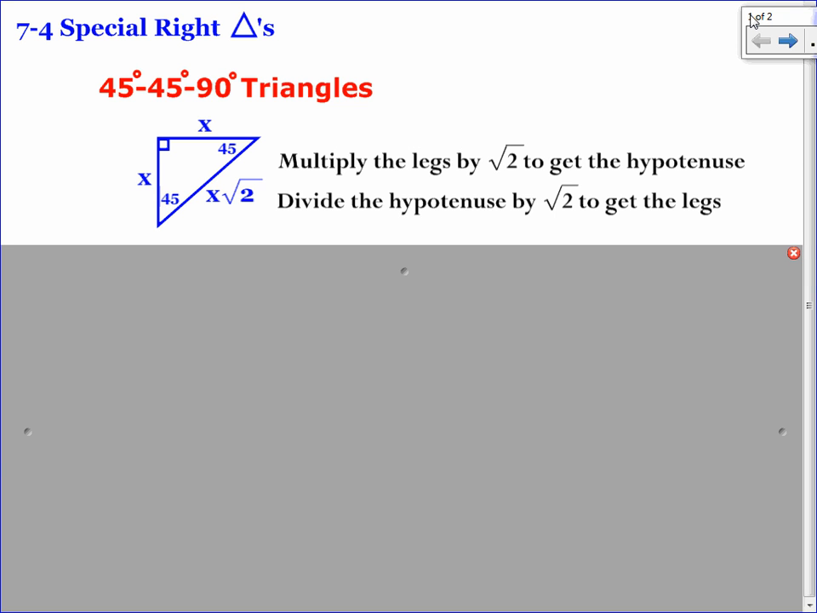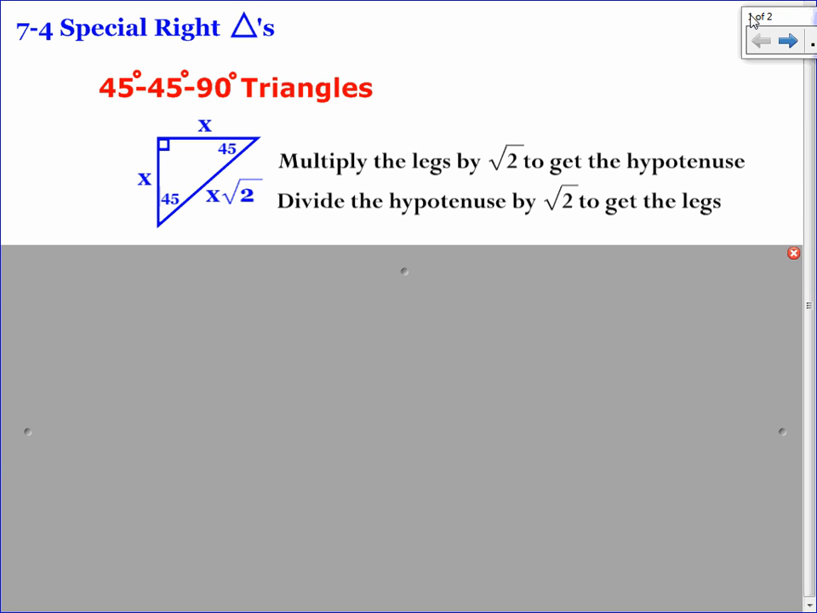Because these right triangles, if you have a 45, 45, 90, which is talking about the degrees of the angles, if you have one of those triangles, it will always follow this pattern where the two legs are the same length. Why would they be the same length? Because it's isosceles. If you have two base angles, the 45s, the two sides would be the same. And then the hypotenuse is whatever those legs are with the square root of 2 on the end.